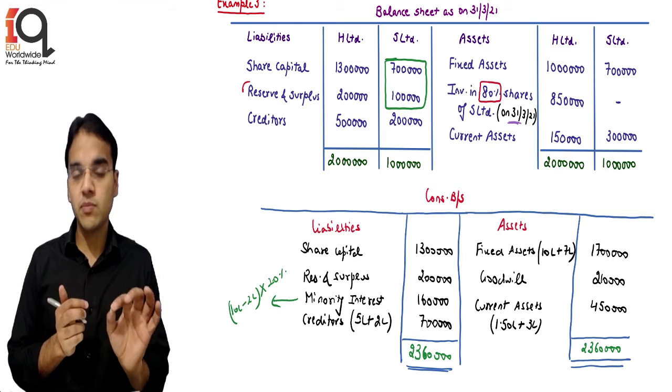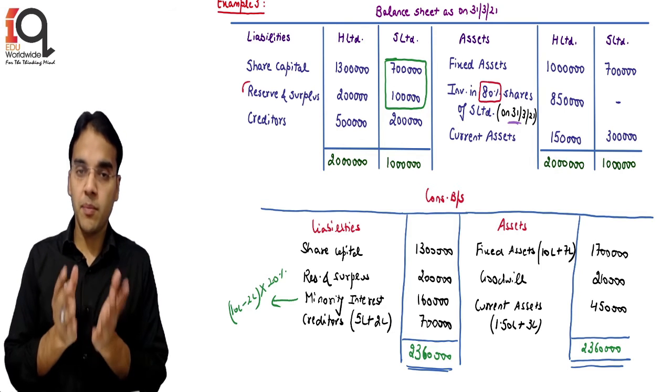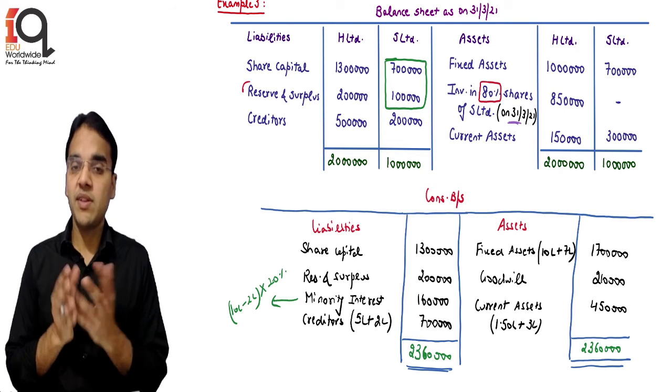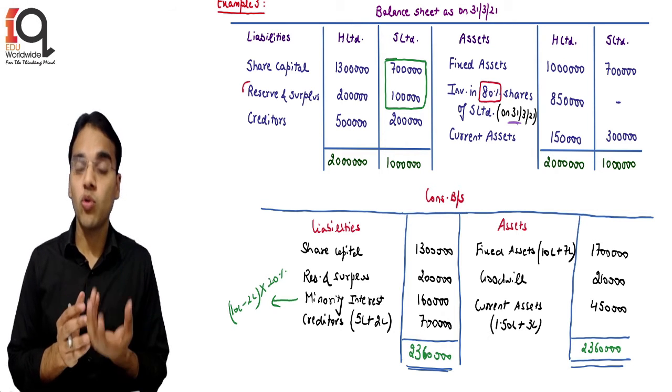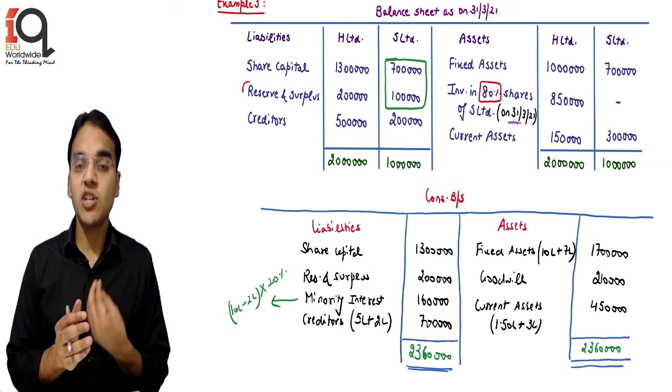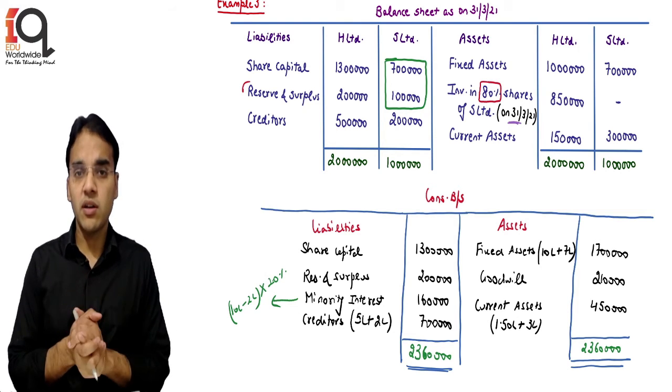That is the cost of investment minus the percentage of net assets acquired, basically. So 80% or 100%, whatever the case may be. If it is less than 100%, there is one term which comes up as minority interest, the non-controlling interest, the net assets which are not owned by your holding company. So that is minority interest, which is the easy thing.